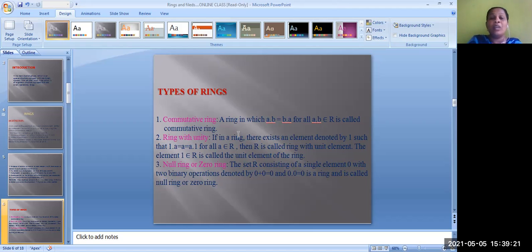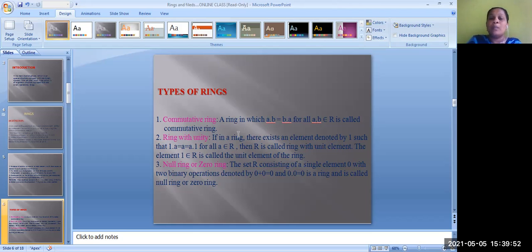Next, the second one is ring with unity. So unity is nothing but what? Unity is nothing but 1. If in a ring there exists an element denoted by 1 such that 1 into A is equal to A into 1 is equal to A for all A belonging to R, then R is called a ring with unity element. The element 1 belonging to R is called the unity element of the ring.